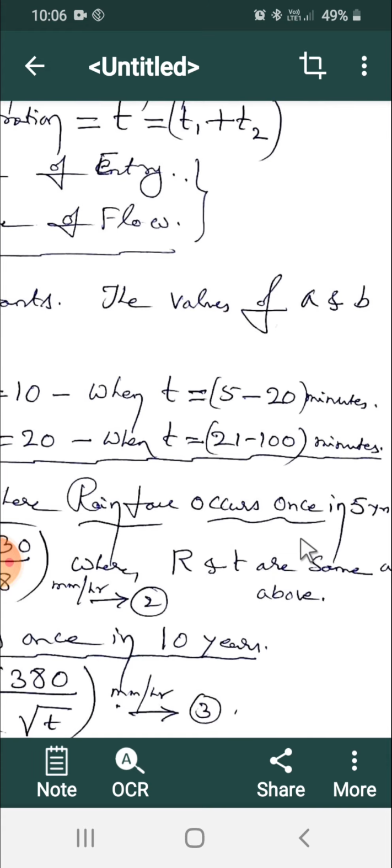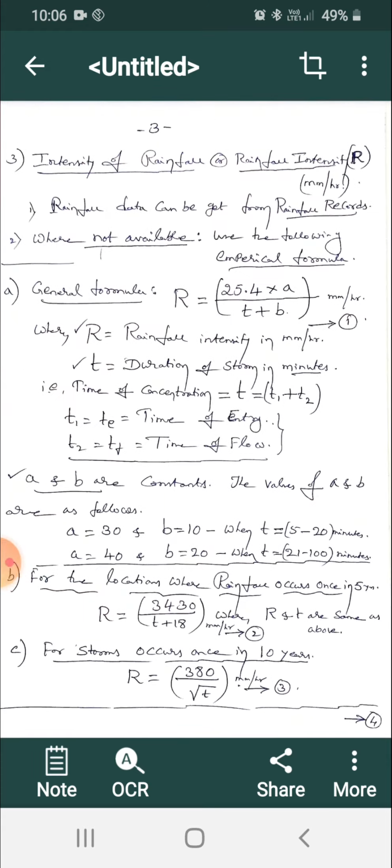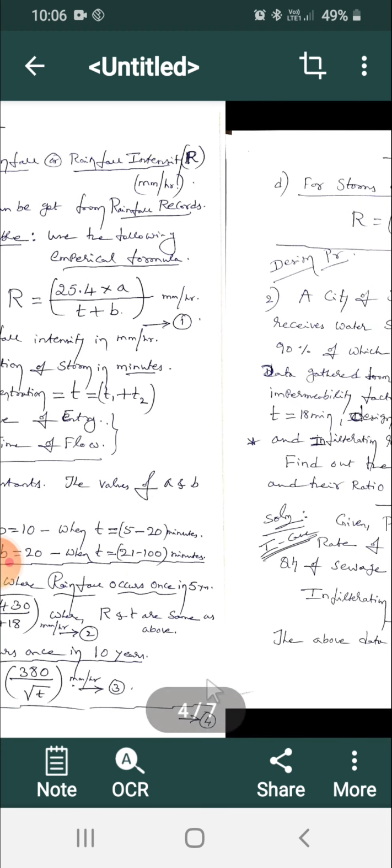Flood, storm. Okay, next. For storms occurring once in 10 years, you have to use this equation. Okay, another one is there.